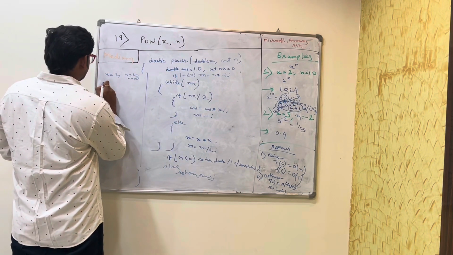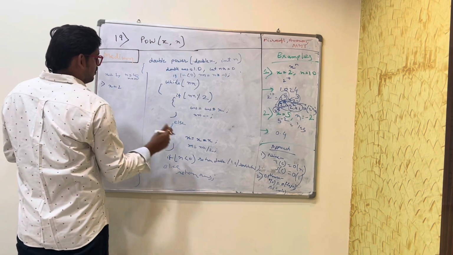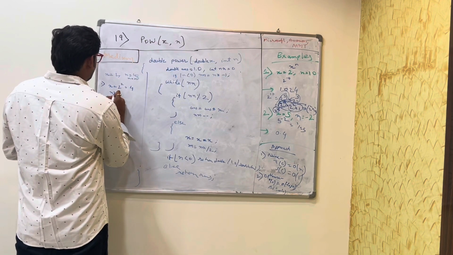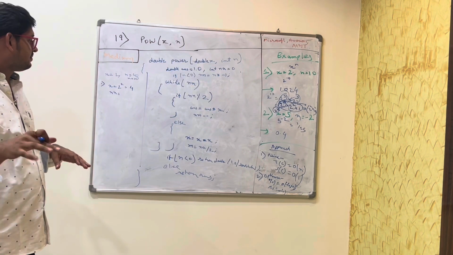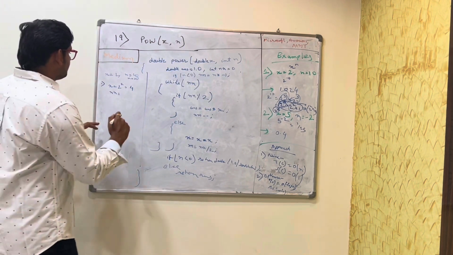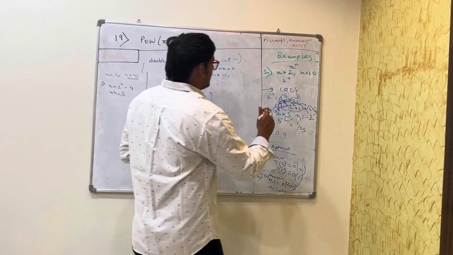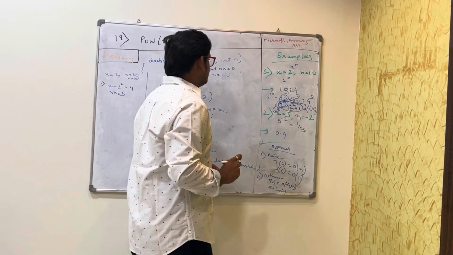Okay, so in the first traversal, what will happen? x becomes 2 into 2, that means 4. And what happens to nn? nn becomes 10 by 2, that means 5. So we can write 2 to the power 10 as 4 to the power 5. This is the meaning, right?